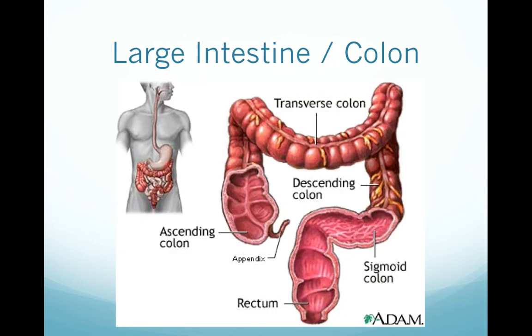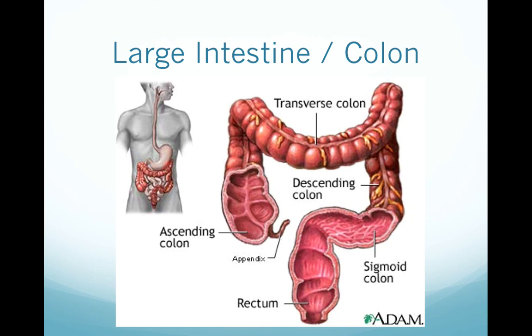The small intestine is where the majority of nutrient absorption from the food occurs. The large intestine is where the majority of water absorption from food occurs. There is no digestion of food in the colon. All that's happening in the colon is water is getting absorbed back into your system.